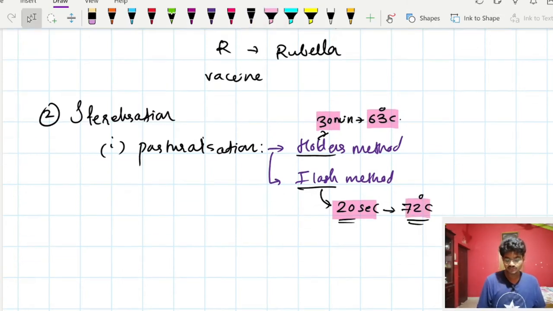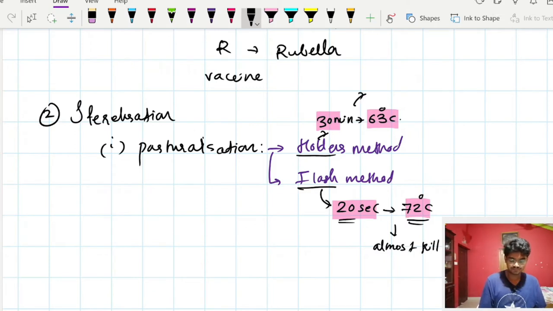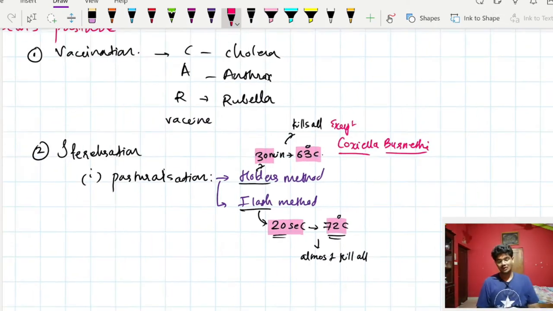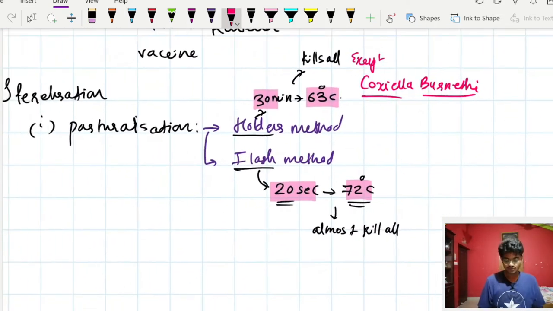In the flash method it is just a flash of about 20 seconds, but in the Holder's method we have to hold it about 30 minutes. In the flash method we use 72 degrees Celsius, so it almost kills all, but the Holder's method kills all except Coxiella burnetii. Coxiella burnetii survives in the Holder's method.